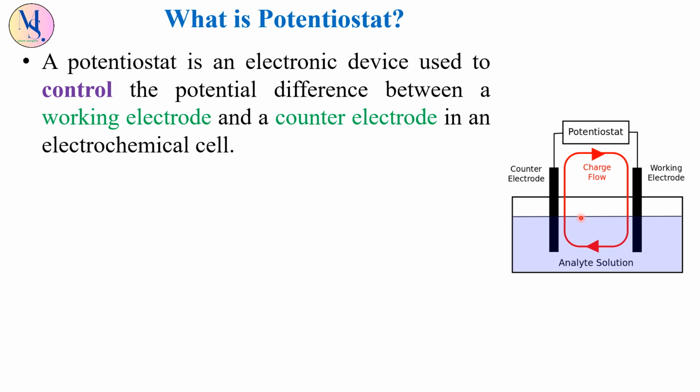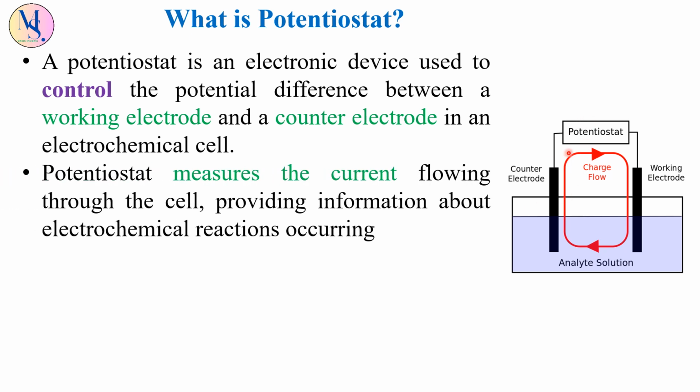A potentiostat is an electronic device which is used to control the potential difference between working electrode and counter electrode of an electrochemical cell. Thus, by controlling the potential difference between these two electrodes, this potentiostat may help to measure the current flowing through the circuit and provide information about the type of reactions which occur on the surface of these electrodes.